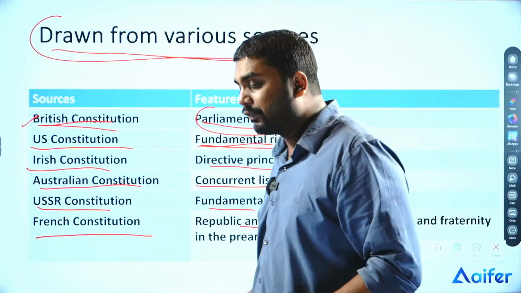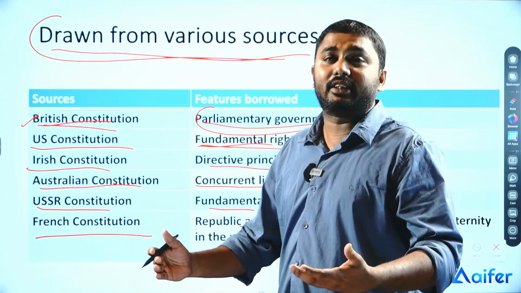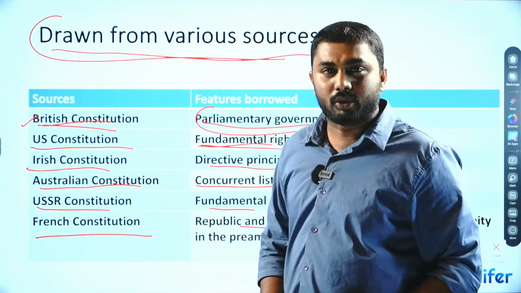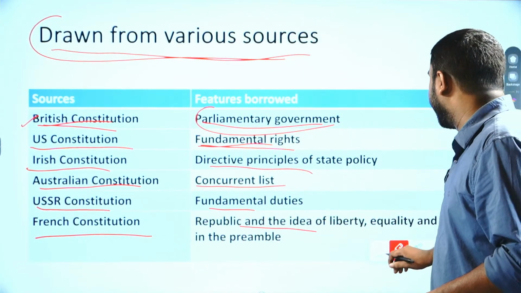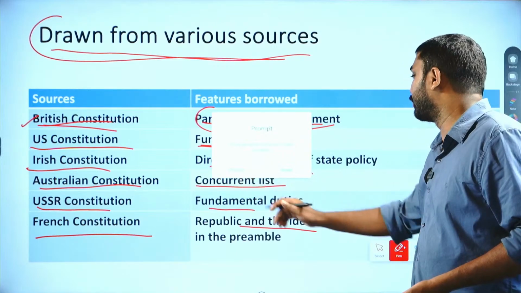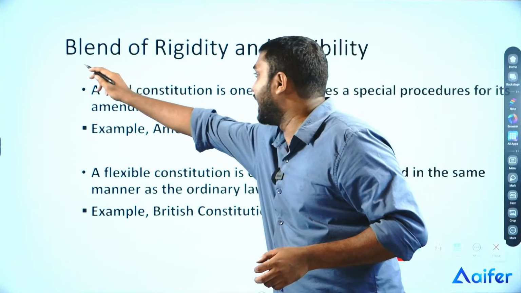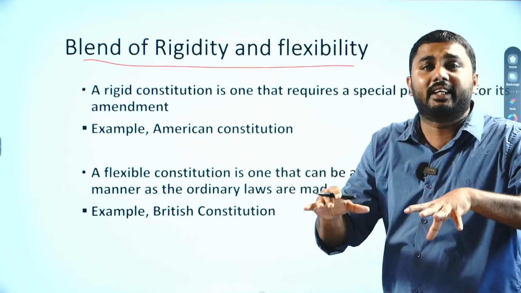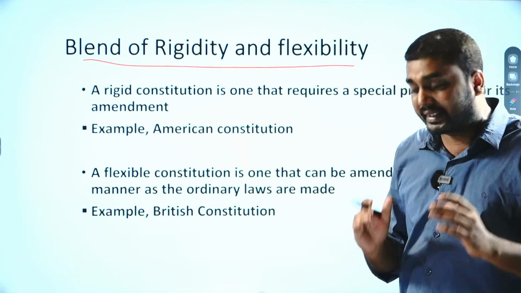So first of all we discussed the lengthiest written constitution. Then another important feature is that it is drawn from various sources. Then we can move to the next. Then the blend of rigidity and flexibility. Another key feature of the Indian Constitution is that it is a blend of rigidity and flexibility.